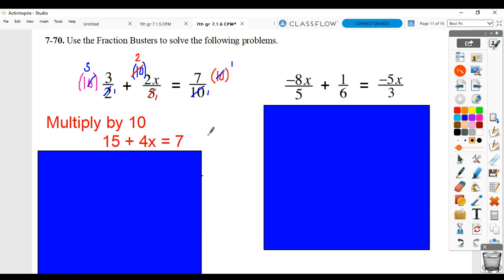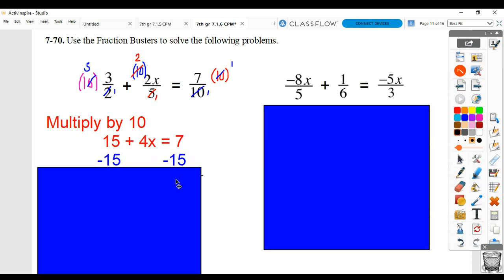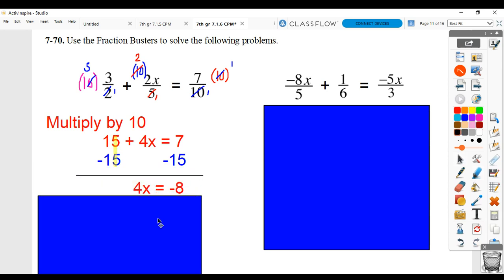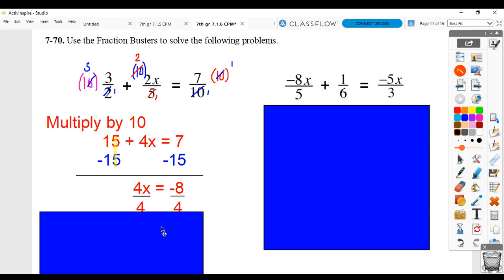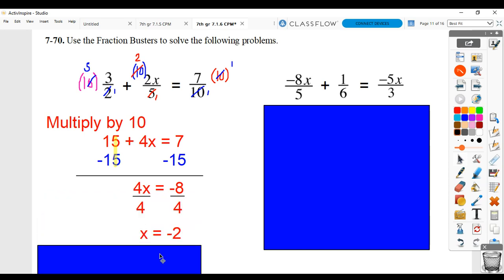So what you're creating is an equation now that does not have any fractions in it. That's why we call it the fraction buster technique. Then you're going to solve this as you normally would. We want the variable by itself on one side, the constant by itself on the other side. So we're going to subtract 15 from both sides. This is going to zero out. We're going to get 4x equals negative 8. And then we're going to divide by 4 on both sides. X equals negative 2. It does not say that you need to do a check, so you don't.